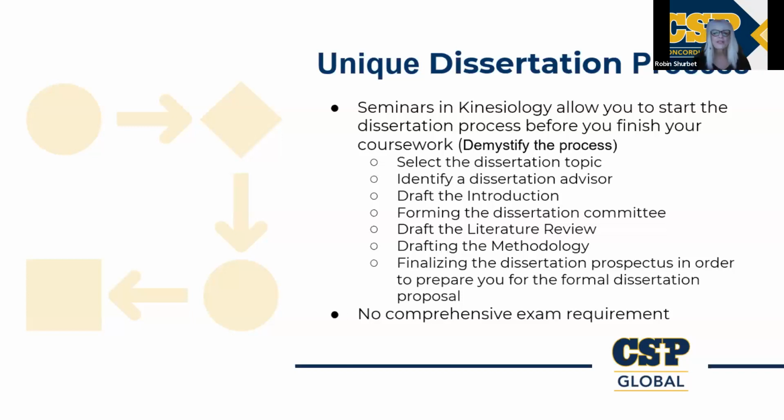So you'll go through the process, starting in your third class, of identifying your topic. We want you to identify something that you're passionate about. You'll also identify an advisor, and then you'll go through drafting, formatting. You'll draft the literature review, the methodology, and then we'll prepare you for the formal dissertation proposal. The great thing about CSP is there's no comprehensive exam requirement. So that takes a huge burden off of folks who are worried about that. There are a lot of other schools who do require a comprehensive exam. We do not.